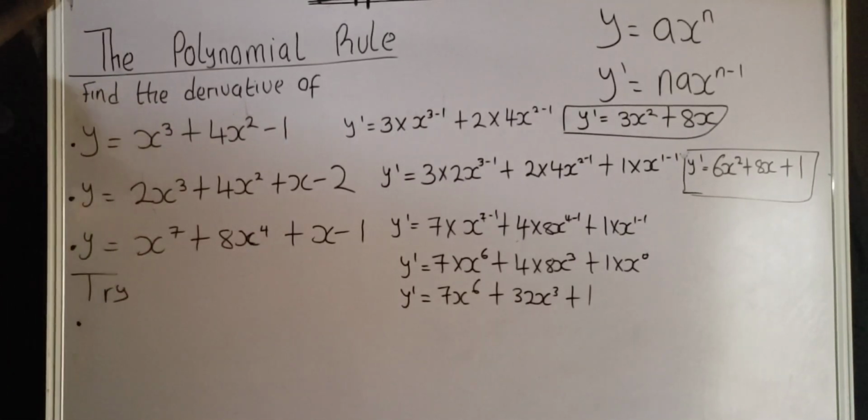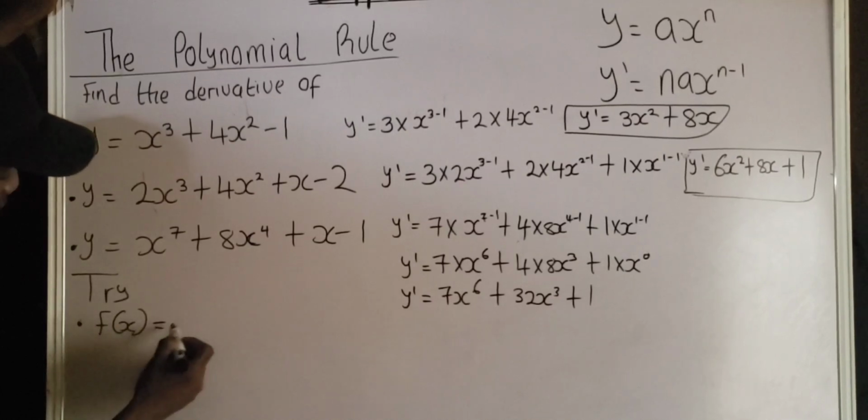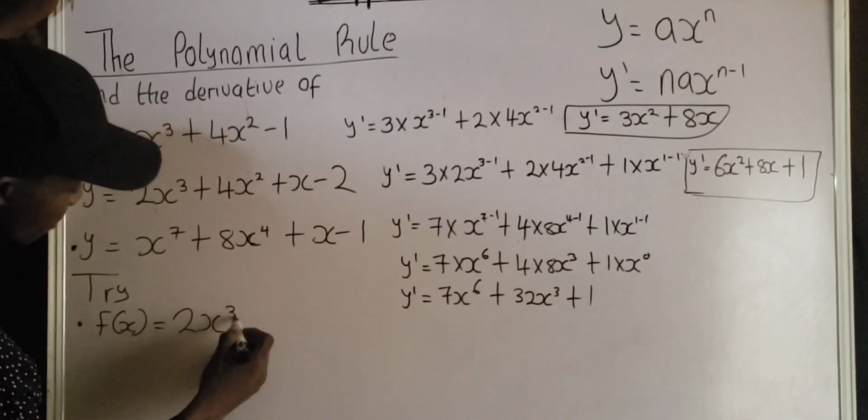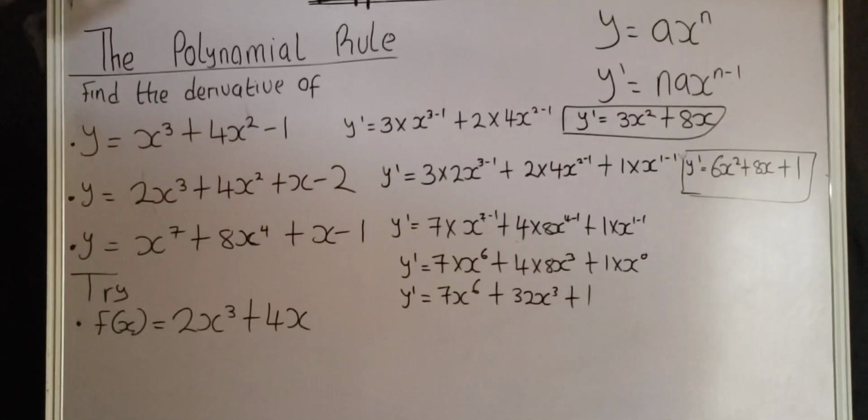Try this question. Find the derivative of f(x) is equal to 2x^3 + 4x. Try this question and drop your answer in the comment box, okay? Drop your answer in the comment box.